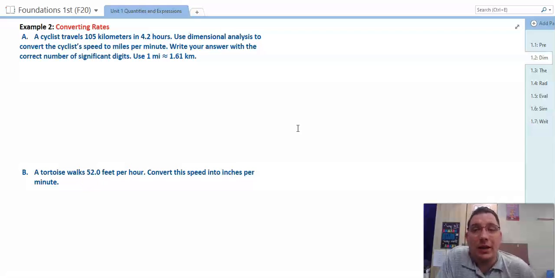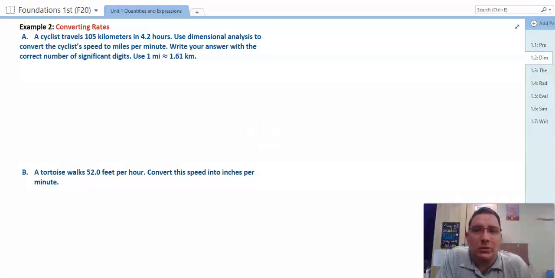So as we look at example A, a cyclist travels 105 kilometers in 4.2 hours. Using dimensional analysis, convert the cyclist's speed to miles per minute. Write your answer with the correct number of significant digits, and remember that 1 mile is approximately 1.61 kilometers. So we're given the units there for that one. And so let's see our conversions here. We've got to think about what we're converting. So we first have to convert our kilometers to miles, and we have that conversion factor. 1 mile is 1.61 kilometers. And we've also got to convert our hours to minutes. So we've got to do 2 separate conversions in this problem to get us through this.